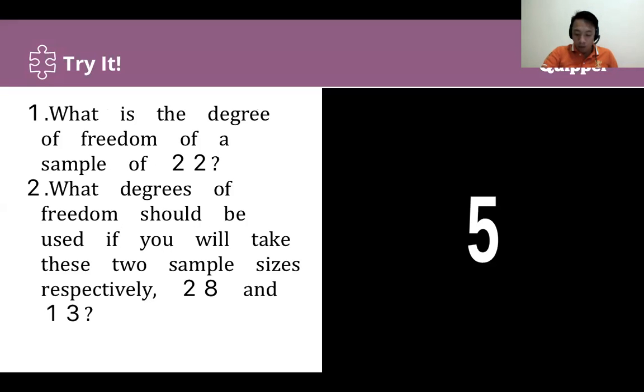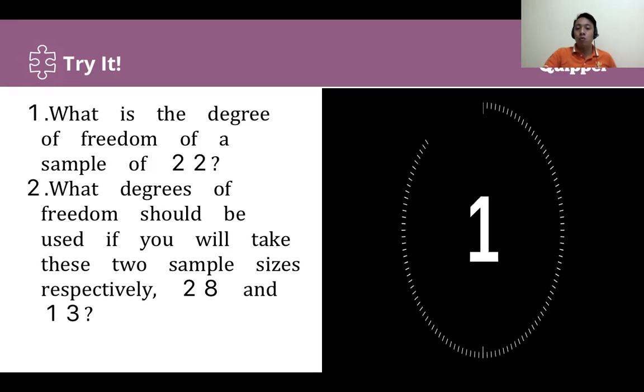Now, I will give you 2 minutes. Just try to answer this one. What is the degree of freedom of a sample of 22? What degrees of freedom should you use if you will take these 2 sample sizes respectively, 28 and 30? You have 2 minutes, and after 2 minutes we will check. So that is if you understood what I am saying here. Okay? Your timer starts now. 5, 4, 3, 2, 1, go.